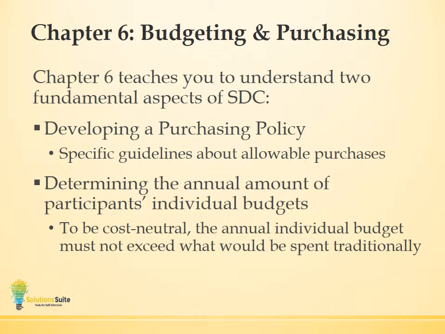Chapter 6 is entitled Budgeting and Purchasing. In this chapter, readers learn about 2 fundamental aspects of the economics of SDC. The first is the purchasing policy, which is comprised of specific guidelines about what can and cannot be purchased, as well as the procedures that need to be followed in order to make purchases of goods and services.